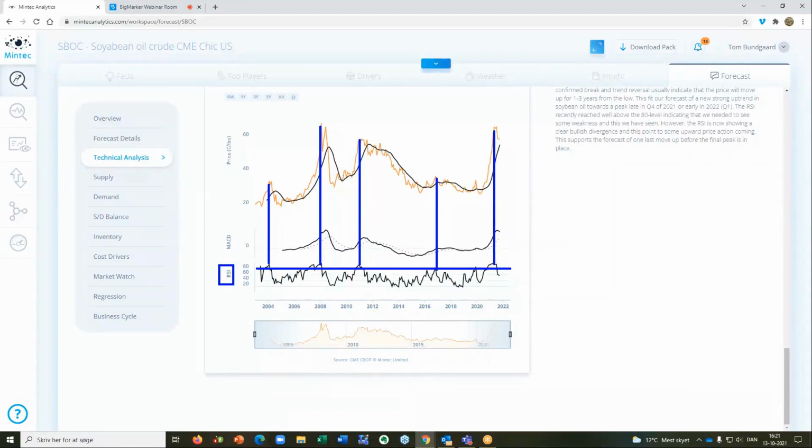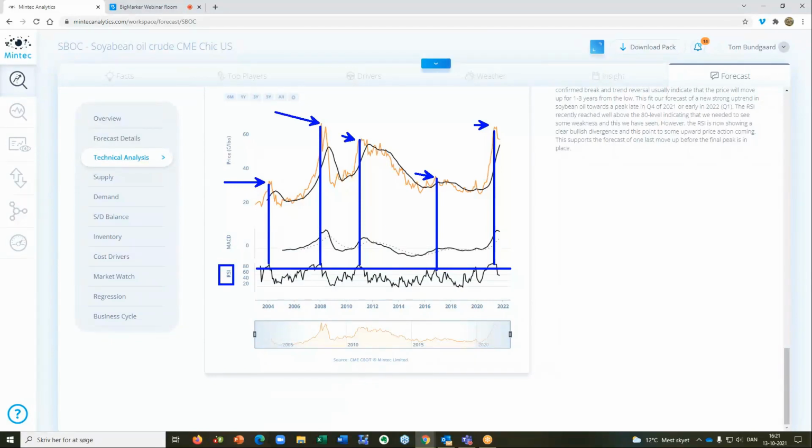The good thing about this is a low peak. This is an extremely high peak. This is a high peak. This is a low peak. This is a very high peak. The peaks are coming at all kinds of levels. But the RSI reduces that and says whenever you're hitting RSI 80, you are at a peak.